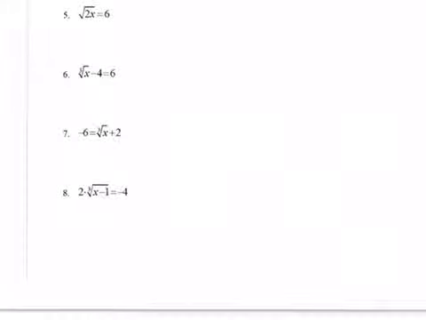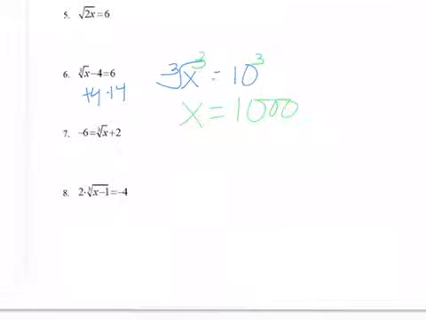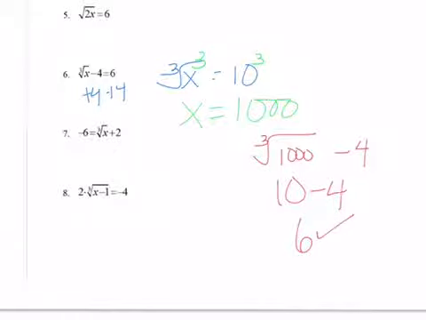Okay, so now 6, 7, and 8, if you notice, they all have cube roots. So the initial process is the same. You have to isolate the cube root. So in 6, we'll get the cube root of x equals 10. And then the inverse of the cube root is to cube, and we get 1,000. And then we would check it back in the original. So the cube root of 1,000 is 10. 10 minus 4 is 6, and that is what we got to start with. So 1,000 is our answer.